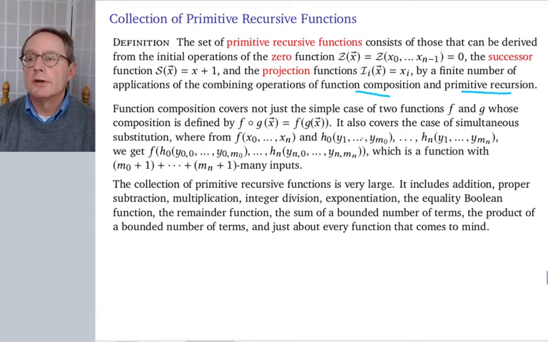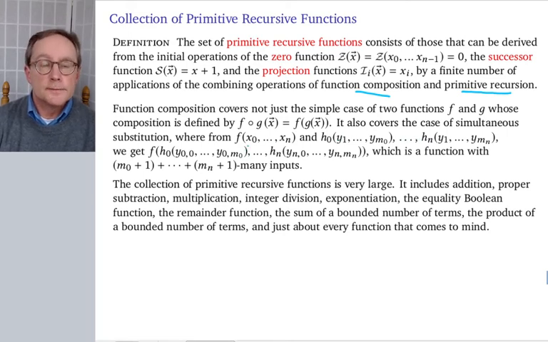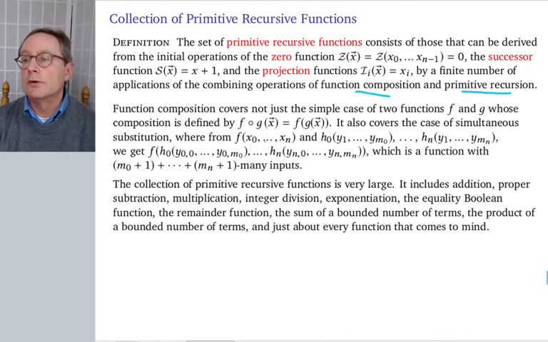And just a comment about function composition. Function composition doesn't just cover the simple case of f circle g of x is f of g of x. It also covers the case of simultaneous substitution, so that if you have f of x0 through xn, and you have h0 all the way up through hn, you're allowed to substitute them all at once. So you're in fact substituting n plus 1 many things. It's not just a question of substituting one thing, it's a question of substituting all these things. So composition covers multiple simultaneous composition.